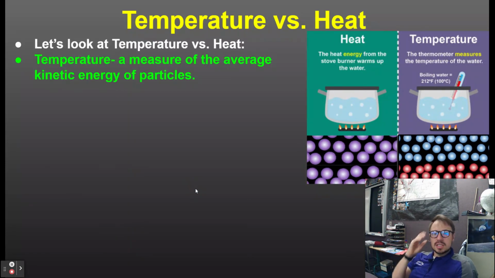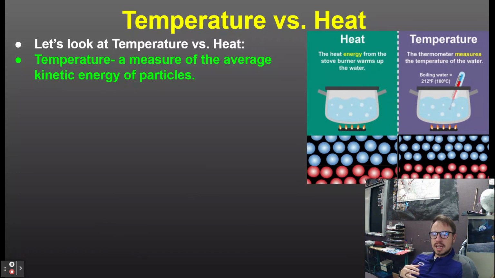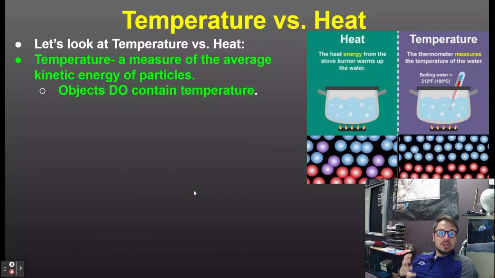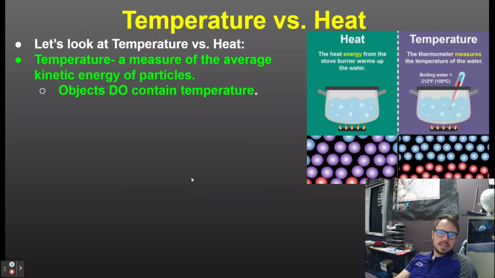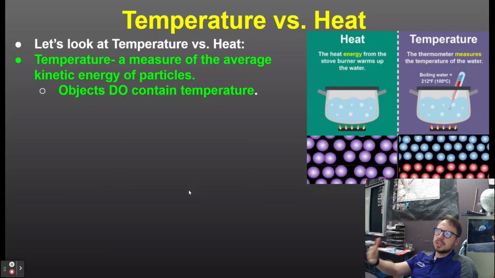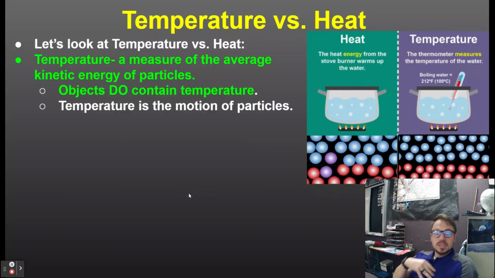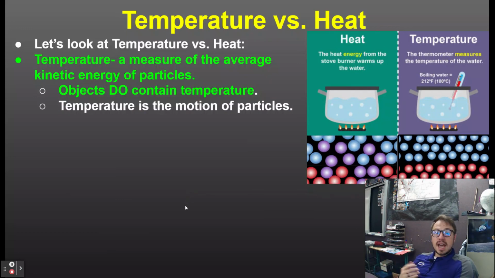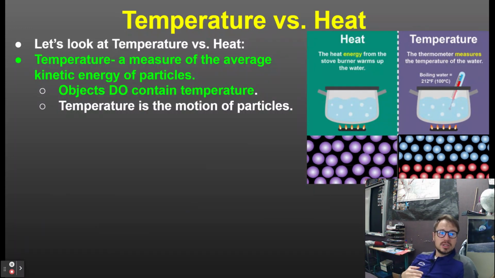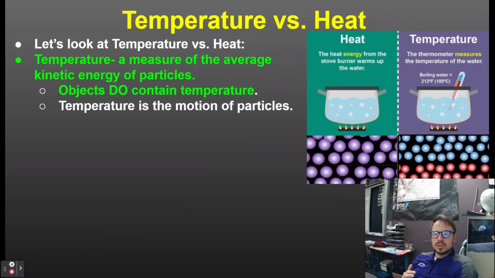So temperature is a measure of the average kinetic energy of particles. Objects do contain temperature. So this water has a temperature of this. You have a temperature of this. Temperature is just the motion of particles, the average kinetic. That's what a thermometer measures. It's basically a speedometer for those particles.